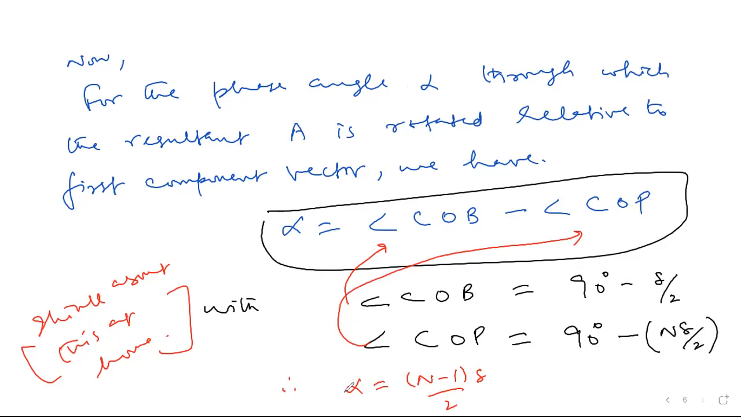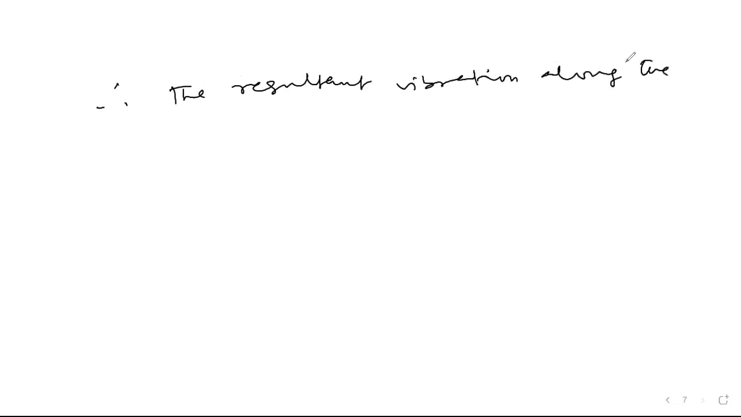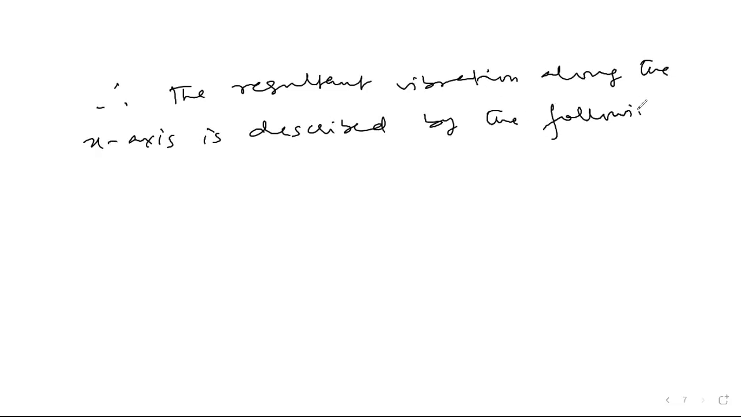Alpha is (n minus 1) over 2 times delta. So let me encircle it. Name it second. Therefore, the resultant vibration along the x-axis is described by the following equation.